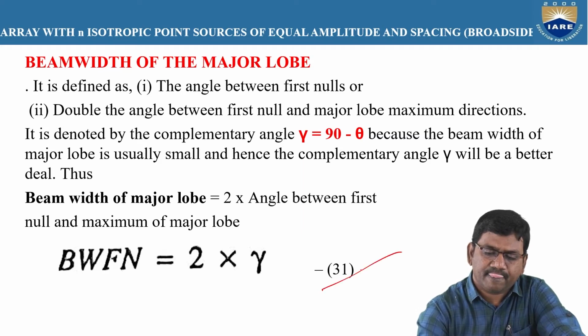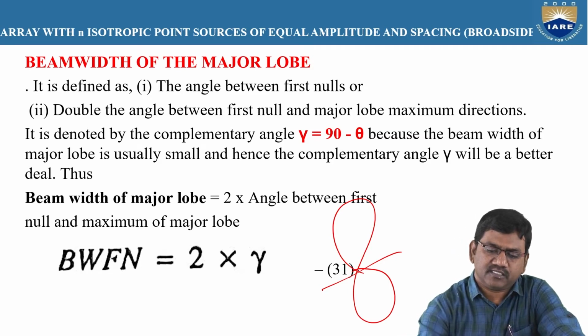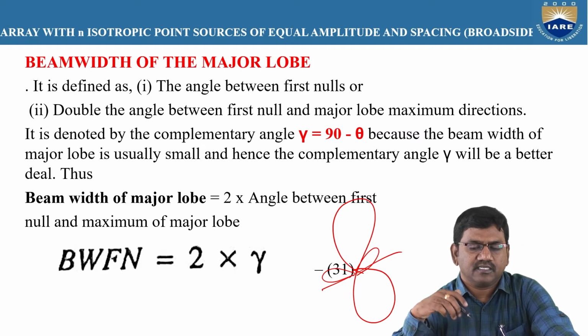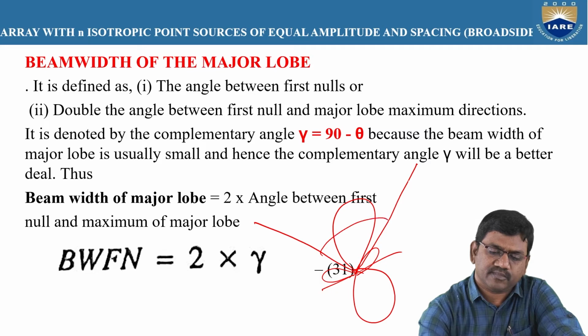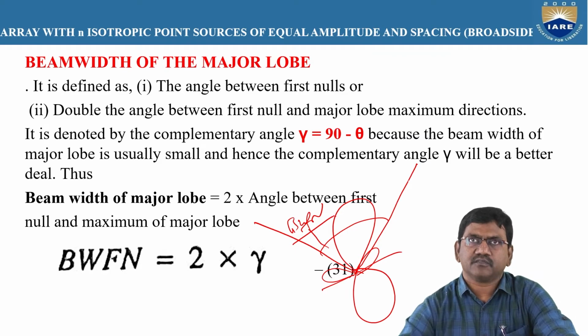Suppose let us say this is the major lobe. The angle between the first nulls, that means if these are known as first nulls, the angle between the first nulls is known as the beam width between the first nulls. So this is the beam width between the first nulls, BWFN. So the angle between the first nulls is known as the beam width of the major lobe.